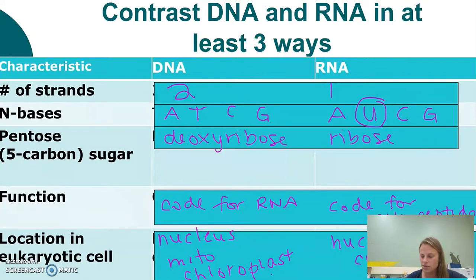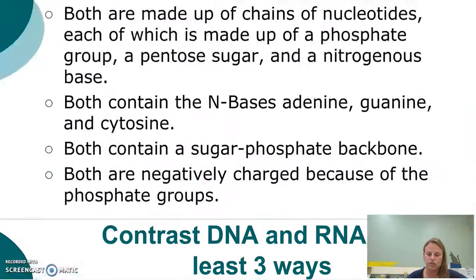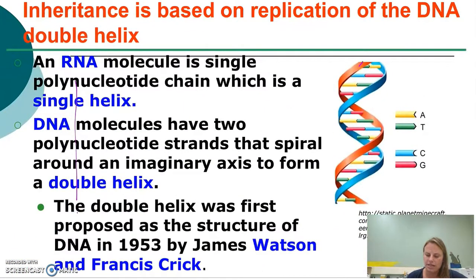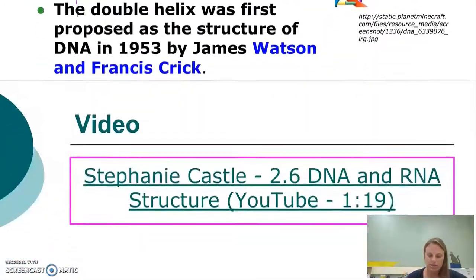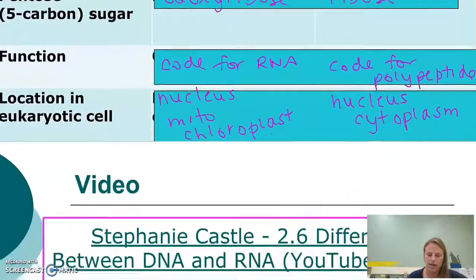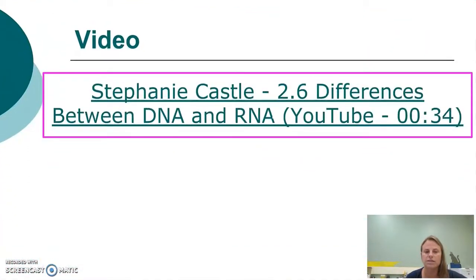So what I would like to review with you is just the structure of DNA, where we say that DNA has a sugar phosphate backbone and 3 ring rungs. So the backbone is made out of sugar phosphate, and the rungs are your nitrogenous bases. Here's a nice little video, again, that summarizes DNA and RNA structure. And here's a nice video that summarizes the differences between DNA and RNA.